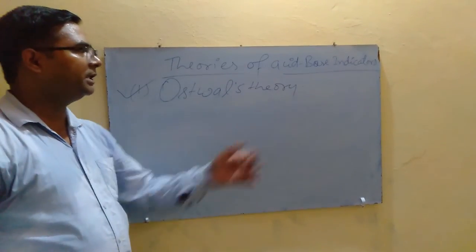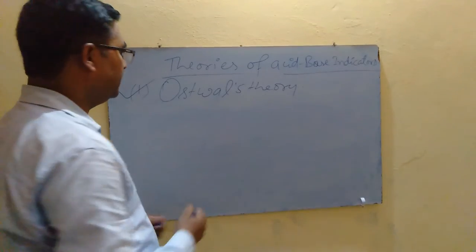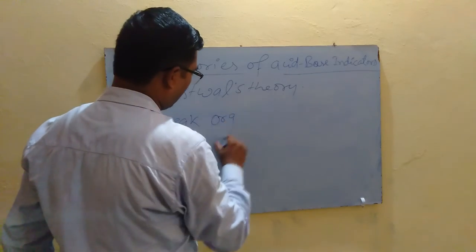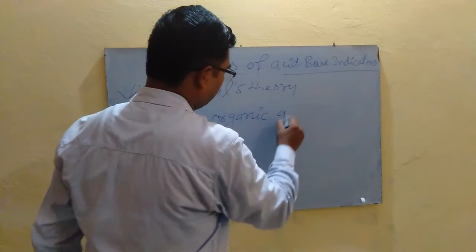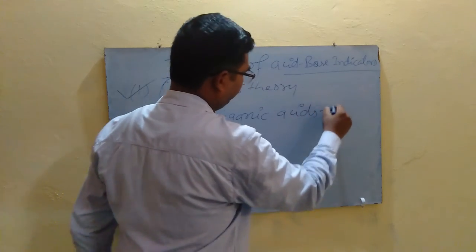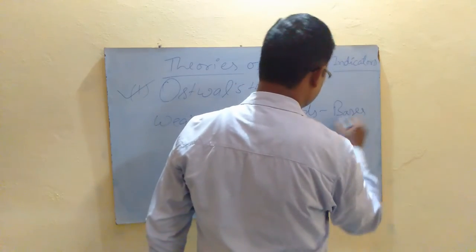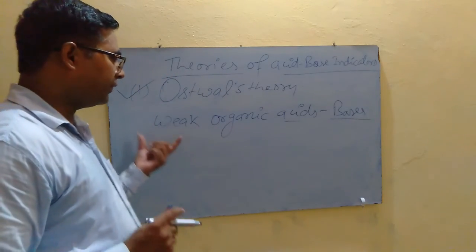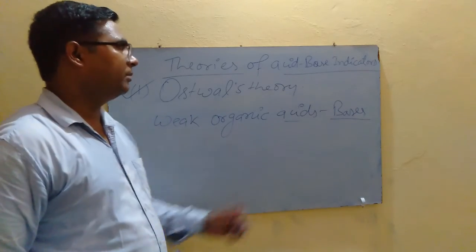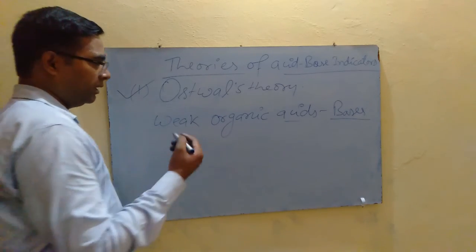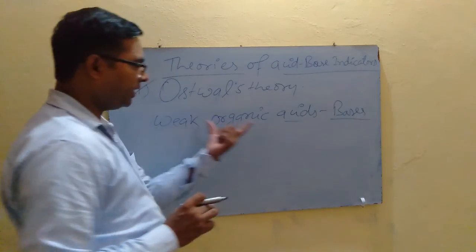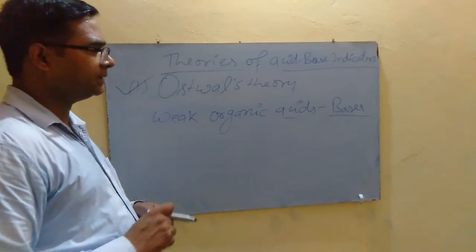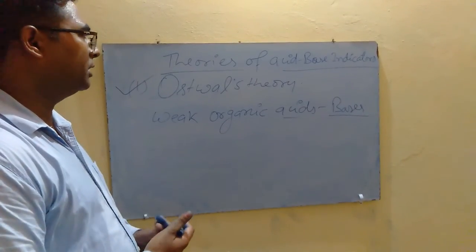As per Ostwald theory of acid base indicator, acid base indicators are weak organic acids and bases. They have different color of their unionized and ionized molecule. The color of indicator depends upon the relative proportion of ionized as well as unionized molecule in the solution.